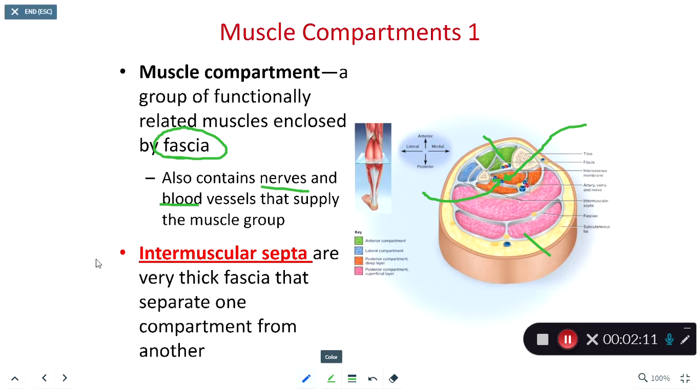Within these compartments, there are extra thick layers of connective tissue, referred to as intermuscular septa. If we look at the name, the root word inter means in between. In between what? Muscles. Septa is a generic term that refers to a barrier. Think of septums within our bodies. So these are barriers in between muscles that separate one compartment from an adjacent compartment.